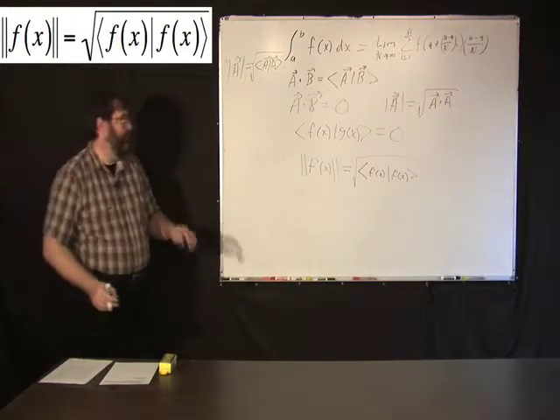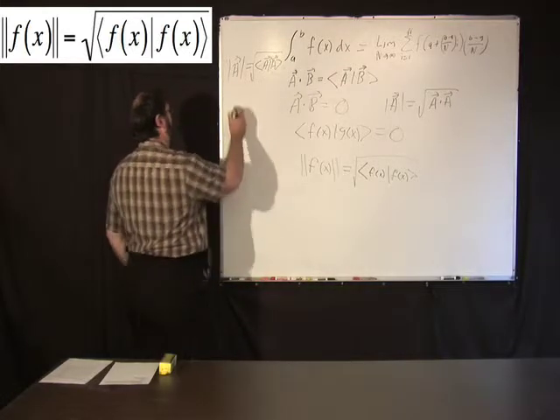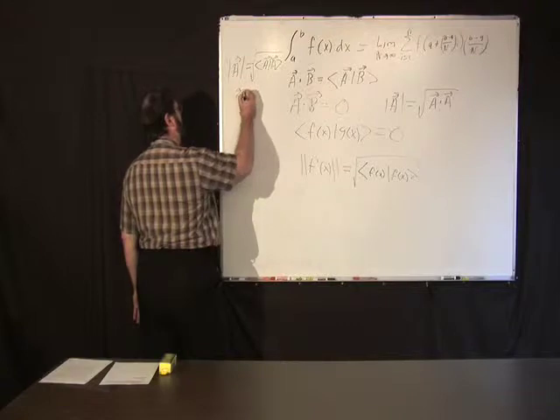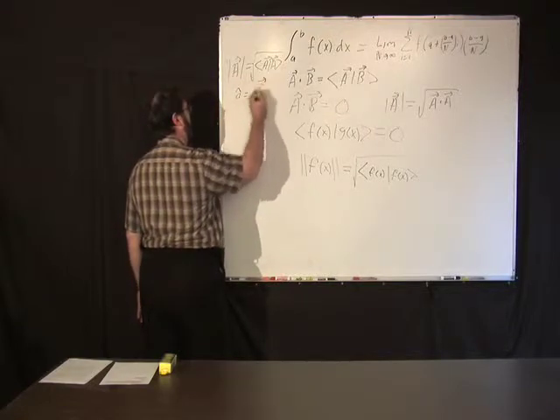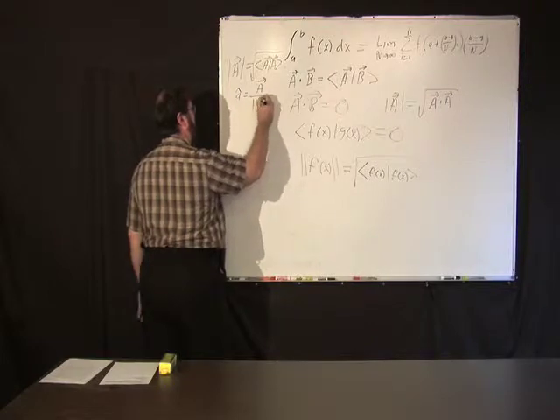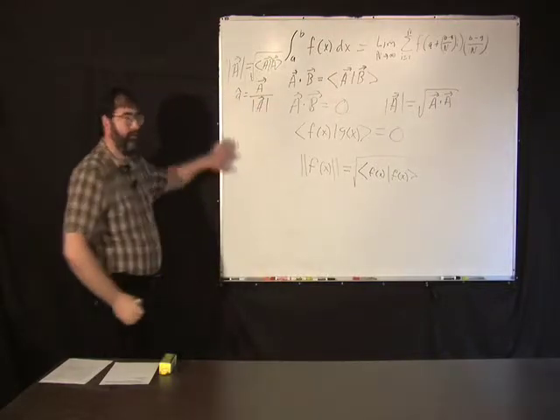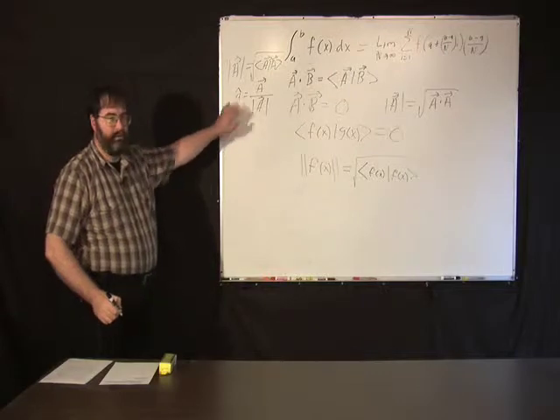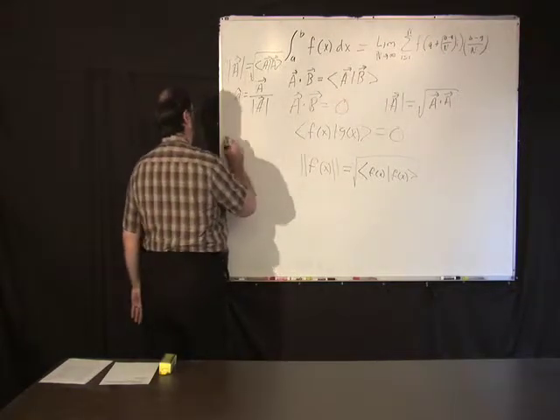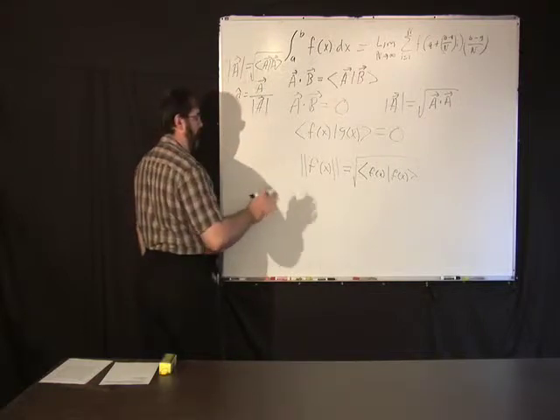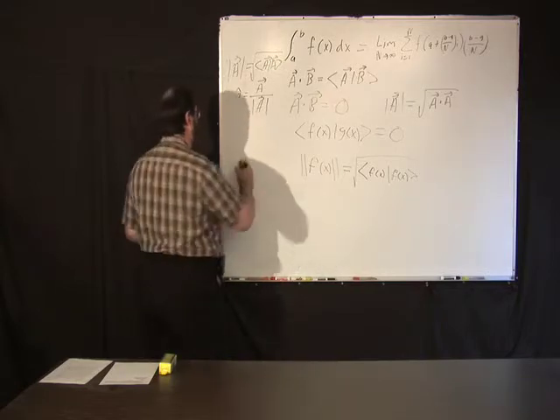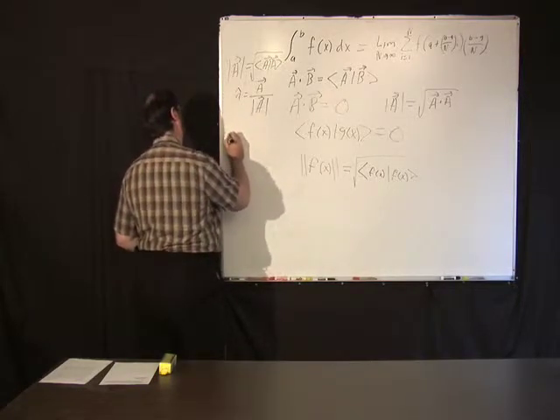So just like you can normalize a vector, let's call A hat the vector A divided by the magnitude of A. That's a unit vector in the direction of A. You can normalize a function too. This would be a normalized function whose inner product is 1. You can do the same thing.